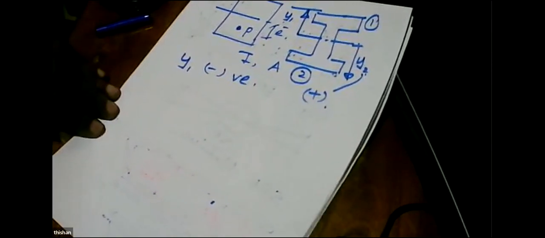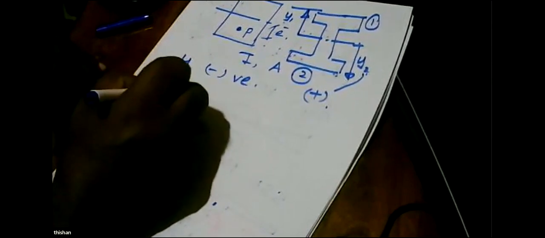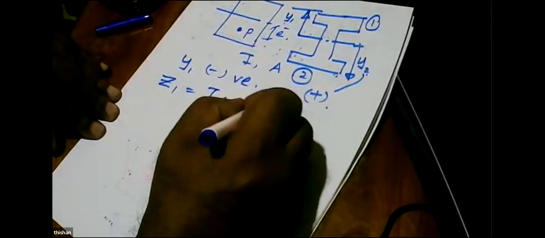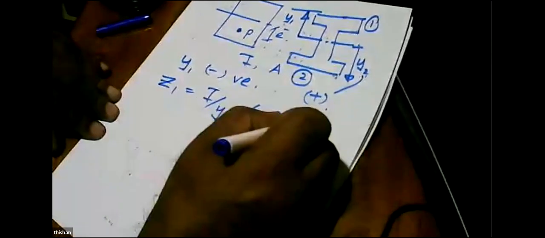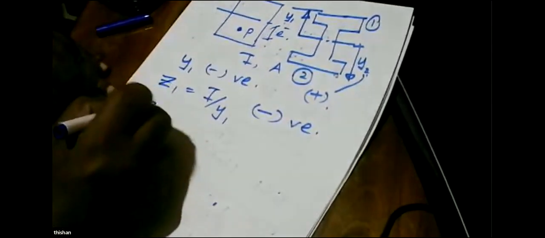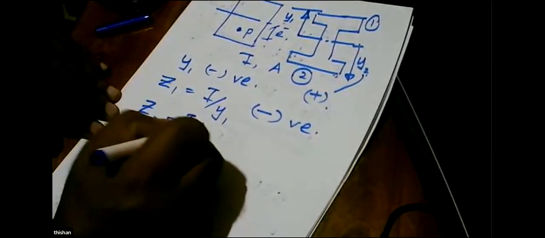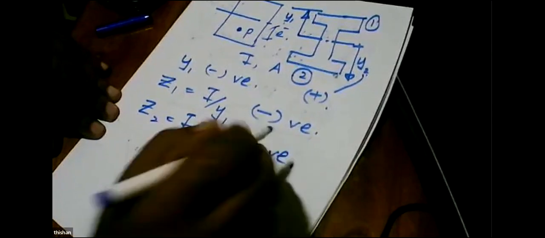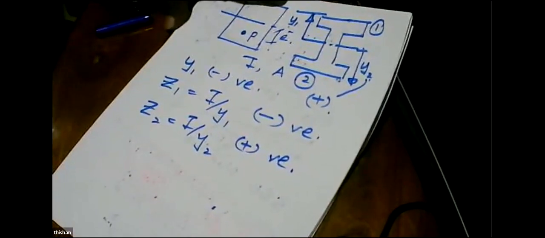Then if you look at the top fiber, we call it fiber number 1. Bottom fiber, we call it fiber number 2. So in that case, Z1 is equal to I over Y1, and because Y1 is a negative value, Z1 is a negative value. Z2 is equal to I over Y2, and Y2 is positive, so it's positive. Right?